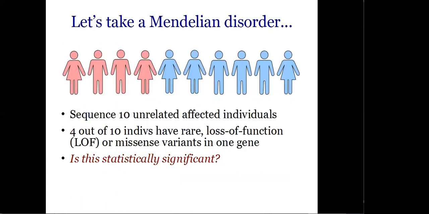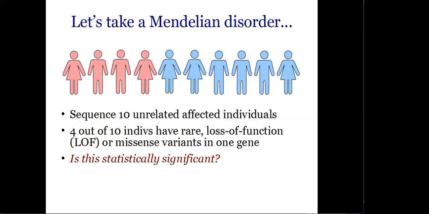So to jump in, let me give you an example. Let's say you have a severe rare Mendelian disorder and you sequence 10 individuals with this Mendelian disorder, and you find that 4 out of the 10 have a rare loss of function or missense variant in the same gene. They're different variants, but they're within the same gene. You might think, wow, I might have found my causal gene.